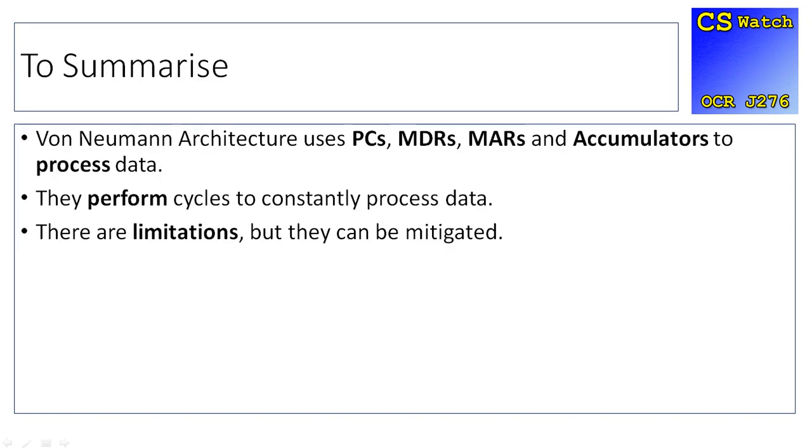So in this video, we've been looking at von Neumann architecture, made famous by John von Neumann, the Hungarian computer scientist. Von Neumann architecture uses program counters, MDRs, MARs, and accumulators to process data in a cycle. These cycles constantly process data the entire time. As I've been recording this video, cycles on the CPU have been going around ridiculously quickly. There's limitations to it, but then again they can be mitigated. You can change the architecture to have more buses. You can change the architecture so the code doesn't self-modify.